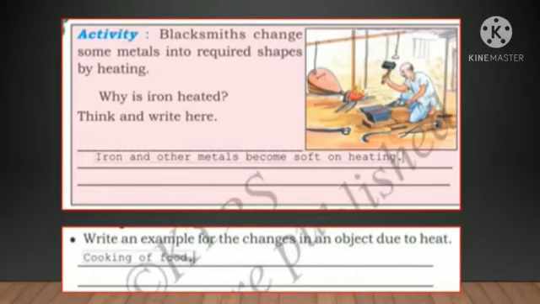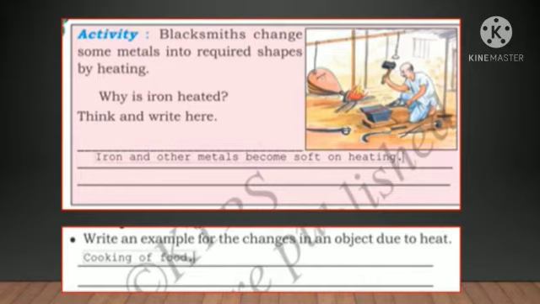Page number 147. Blacksmiths change some metal into the required shape by heating. Why is iron heated? Think and write here. Now the answer for that question is iron and other metals become soft on heating. When it becomes soft, it becomes easier for the blacksmith to change the shape of that iron or any other metal. Even gold ornaments or silver ornaments are heated first and then brought into different shapes which are desirable to us.